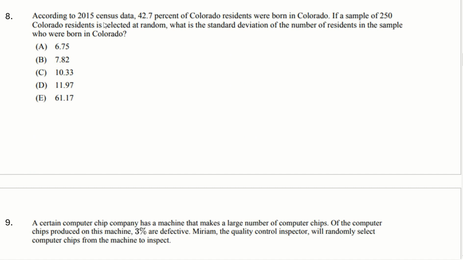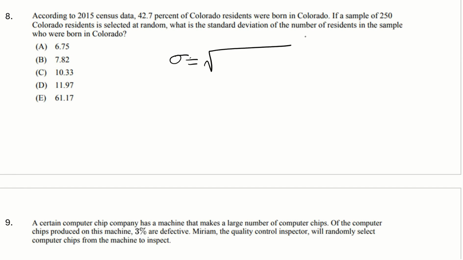All right, number 8. According to 2015 census data, 42.7% of Colorado residents were born in Colorado. If a sample of 250 residents is selected at random, what is the standard deviation of the number of residents? So the formula, and this is in your formula sheet, for the standard deviation of the binomial distribution. This is binomial because they're either born in Colorado or they're not. Each person is independent. The number of trials is the same, 250. The probability of success is the same, 42.7%.